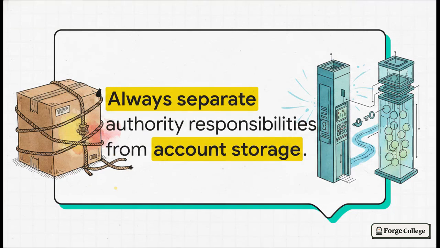Listen, if you take away nothing else from this entire explainer, please remember this core principle. Always separate authority responsibilities from account storage when you're mapping ERC semantics to Solana. On Ethereum, like we talked about, they are just totally mashed together in that heavy cardboard box. But on Solana, keeping who can do what strictly separated from where the state lives is literally the ultimate secret to building clean, hyper-performant SVM architecture.